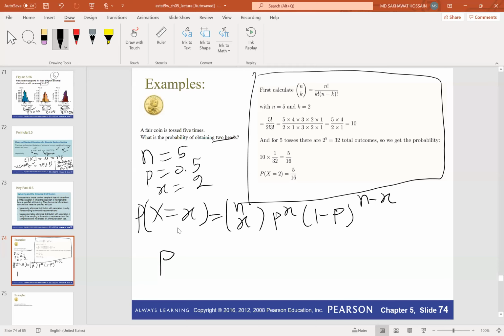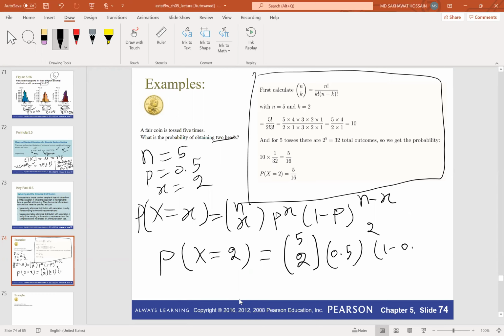So we want to find the probability X equal to 2. Yes, this is 2. That means 5 combination 2 times p, which is 0.5, to the power x, which is 2, and 1 minus p, which is 1 minus 0.5, to the power 5 minus 2. So this will be 5 combination 2, times 0.5 to the power 2, times 0.5 to the power 3.